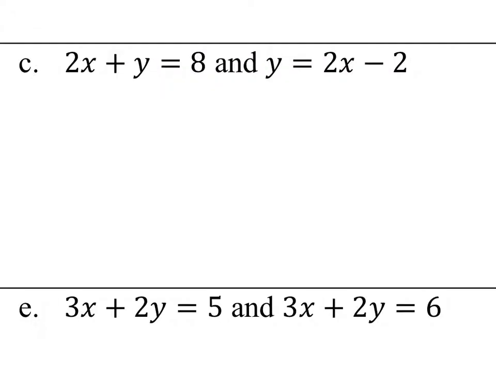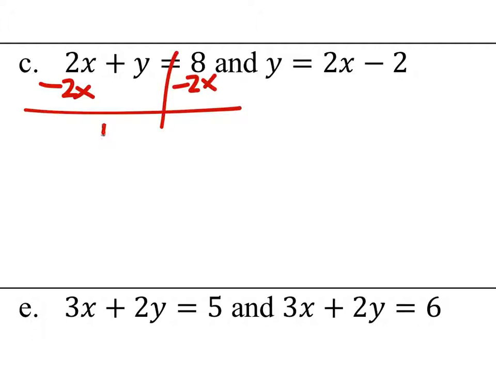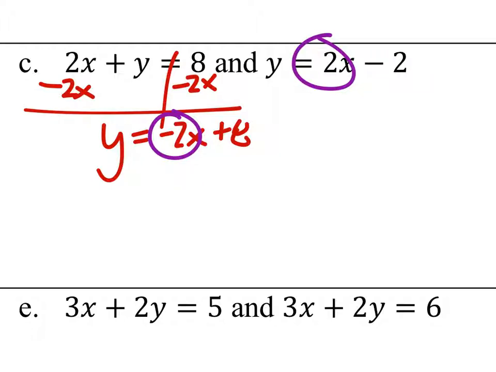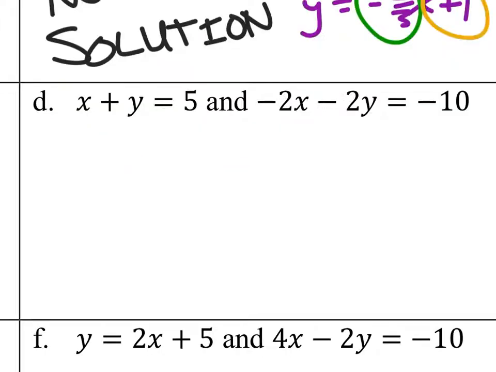This one will be very similar, because when we subtract 2x from both sides, we get y equals negative 2x plus 8. Right off the bat, we see that these two slopes may look the same, but they're definitely different. Therefore, we have only one solution. What do you guys think about D? Infinite.